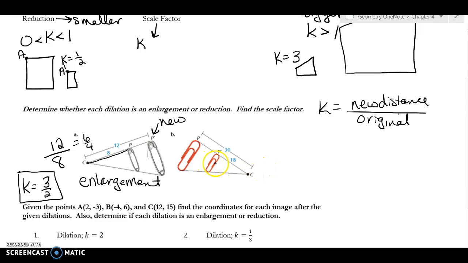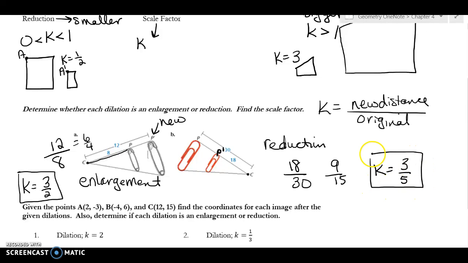When I look at this red paperclip on the right, this is my original paperclip because it doesn't have a prime, it's the pre-image, and this is my image because it has the prime. My image shrunk, so this is a reduction. And again, it's the new distance over the original distance: 18 over 30. That reduces to 9 over 15, and that reduces again to 3 over 5. So to find the dilation scale factor, you have to remember it's the new distance over the original.